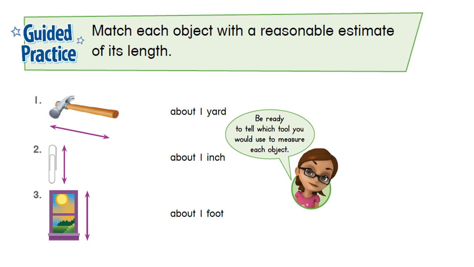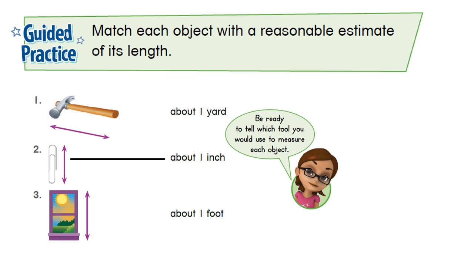So now we're back to the problem. Match each object with a reasonable estimate of its length. I'm going to look at the smallest object we have. So we have a hammer, a paperclip, and a window, the height of a window. The smallest object is a paperclip. And we already talked about it a couple lessons ago, how a paperclip is about an inch long.